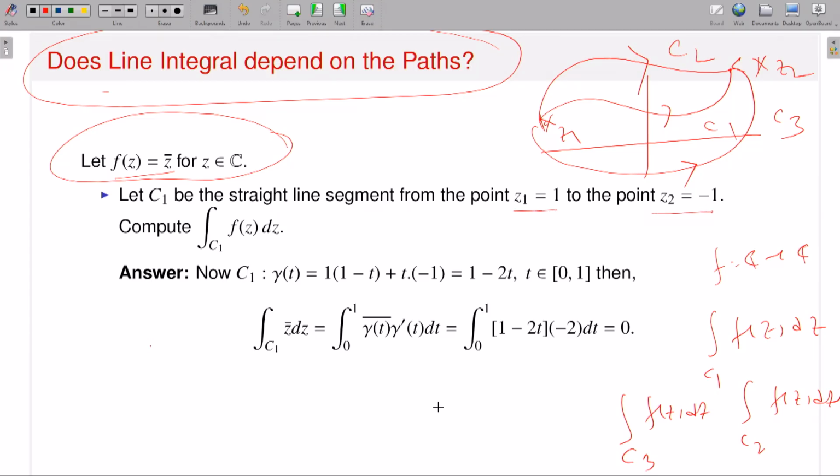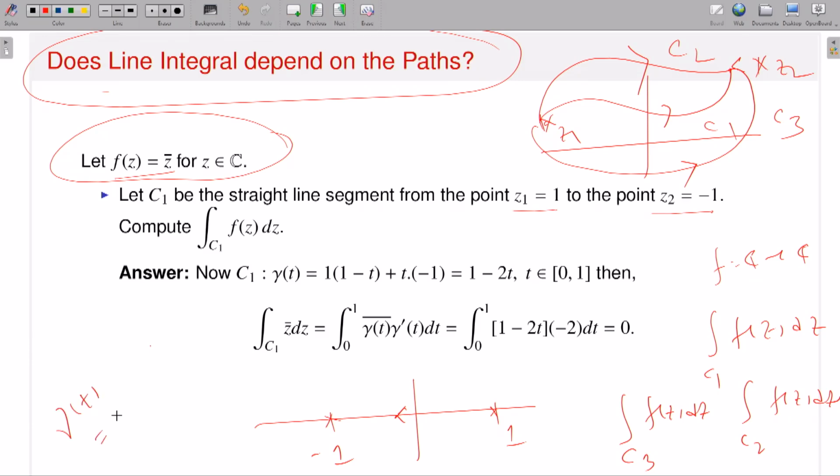Okay, you draw a picture. So this is my point 1, this is my point minus 1, right? C1 is the straight line from z1 to z2. That means I am starting from 1 and ending at minus 1, so I am moving in this direction. That is the natural orientation. And what is the corresponding parameterization? You know that it is the convex combination.